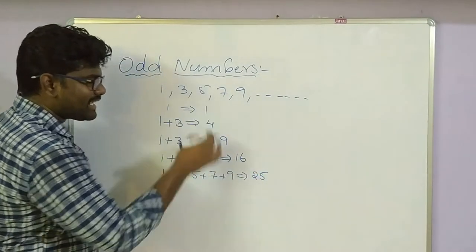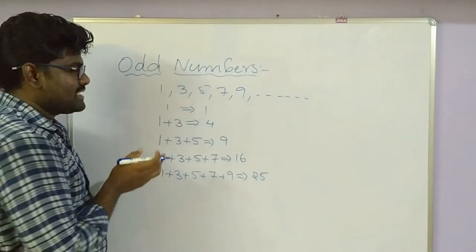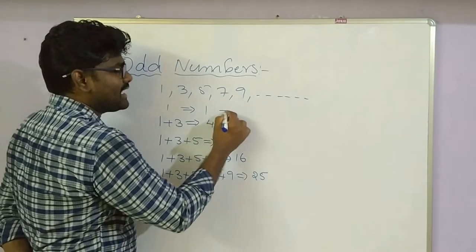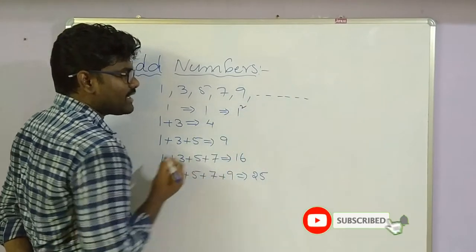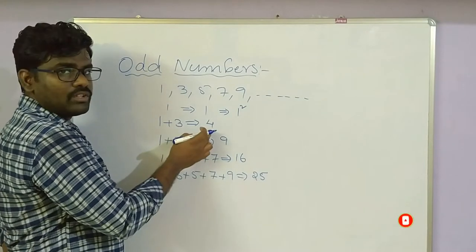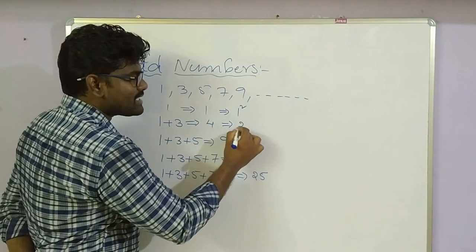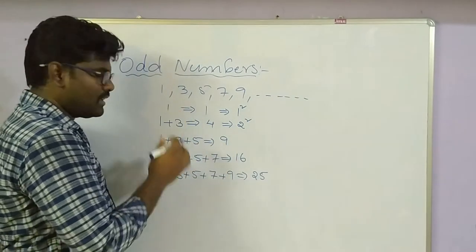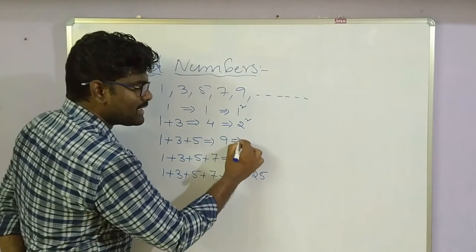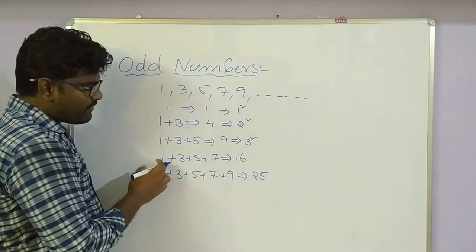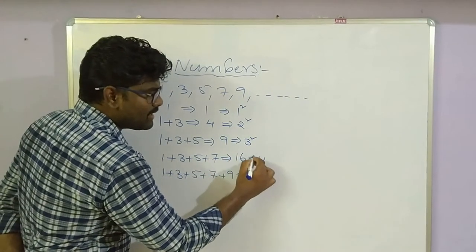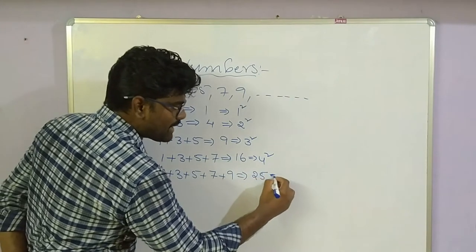When you observe this pattern, we can say the formula is easy. Here it is 1 odd number. When you add 1 odd number, we get 1 only, which is 1 square, 1 into 1. 1 plus 3 is equal to 4, which we can write as 2 square, 2 into 2. When you add 3 odd numbers, 1 plus 3 plus 5, we get 9, that is 3 square. Then you add 4 odd numbers, 1 plus 3 plus 5 plus 7, we get 16, which is 4 square. In the same way, here it will become 5 square.